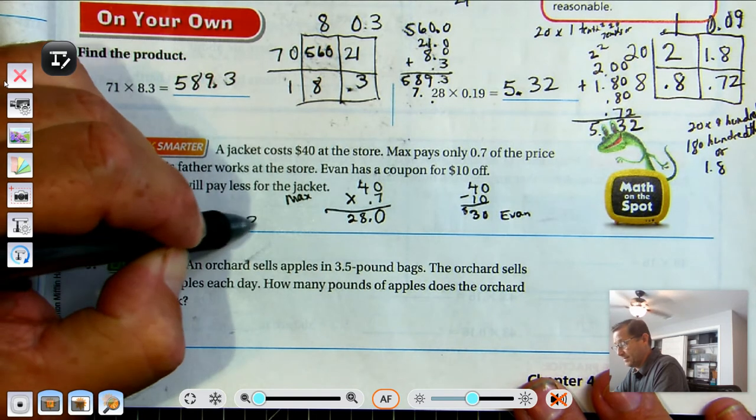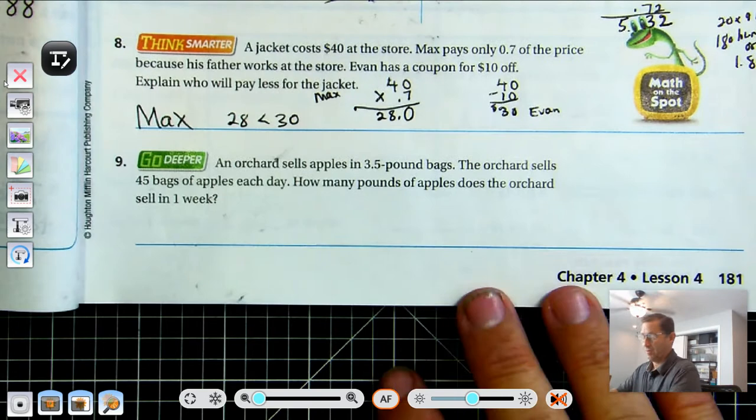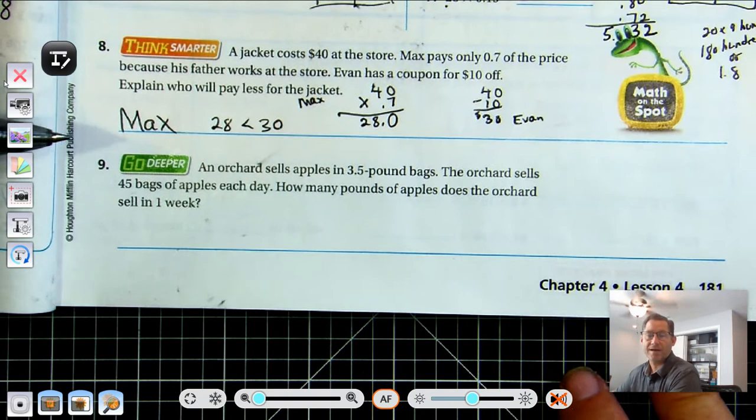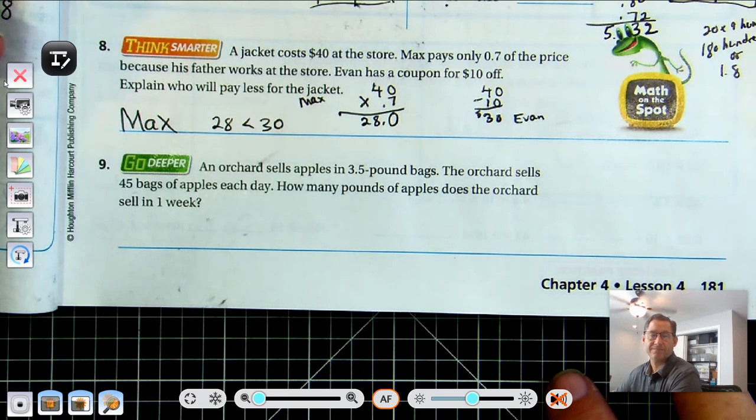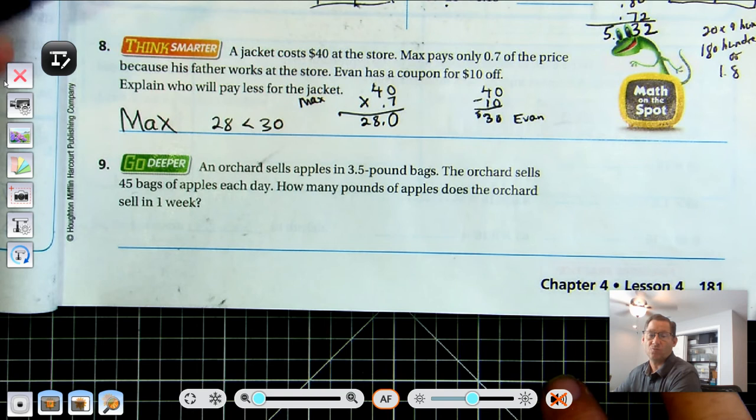$28 is less than 30. All right, number 9. An orchard sells apples in 3.5-pound bags. The orchard sells 45 bags of apples each day. How many pounds of apples does the orchard sell in 1 week?